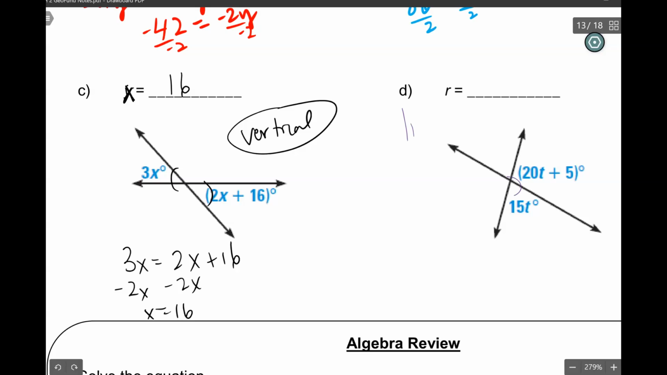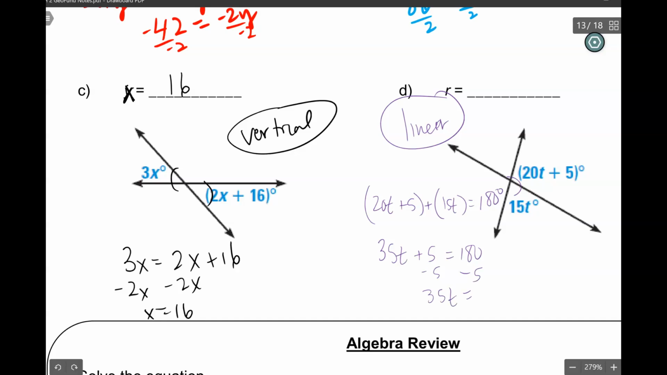This is a linear pair. Okay, so you got to watch out. Are we across from each other, or are we adjacent, forming a 180-degree angle? So I know together, the first angle, 20t plus 5, plus my other angle, 15t, has to equal 180 degrees. They're a linear pair. Combine like terms, so 20t plus 15t is 35t. Subtract 5 from both sides, I get 35t is 175. And then when we divide by 35 on both sides, we get t is equal to 5. So it should say t, not r. Got a little copy paste happy. Okay.